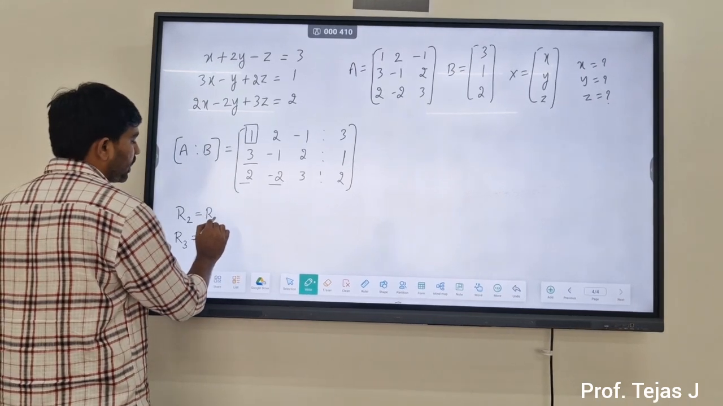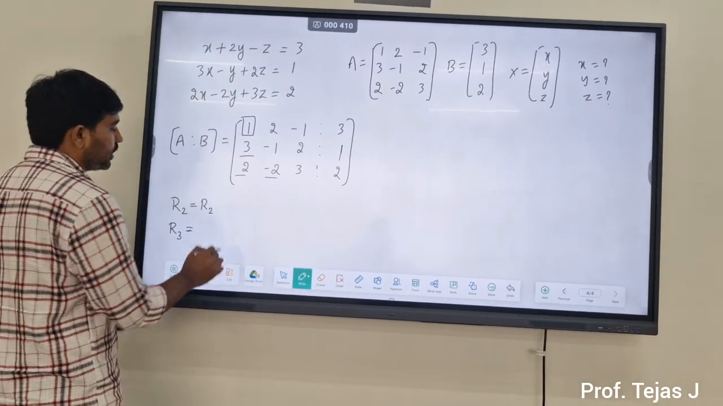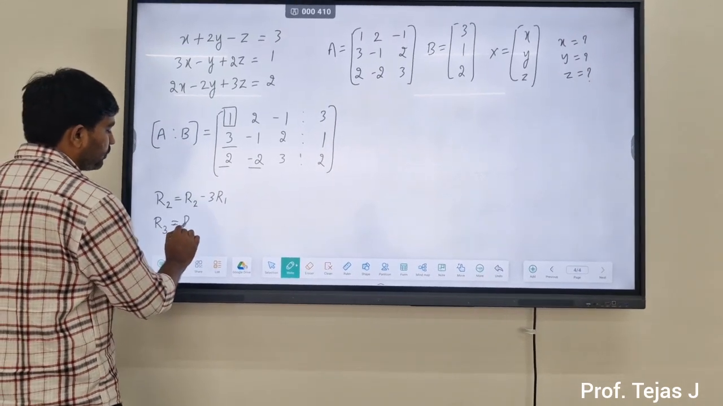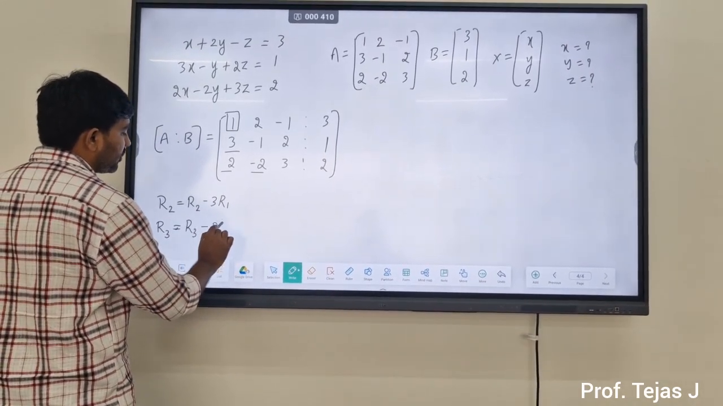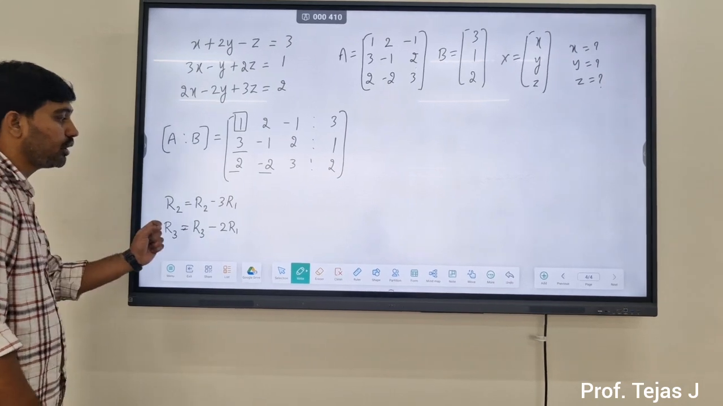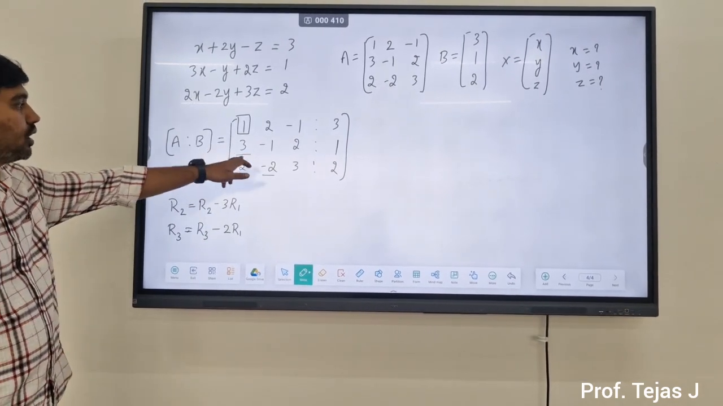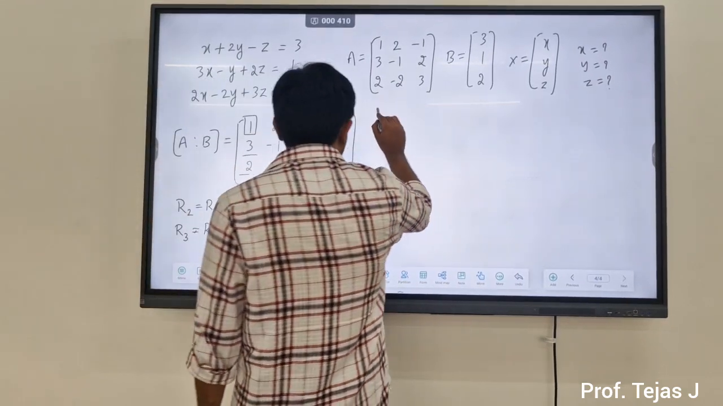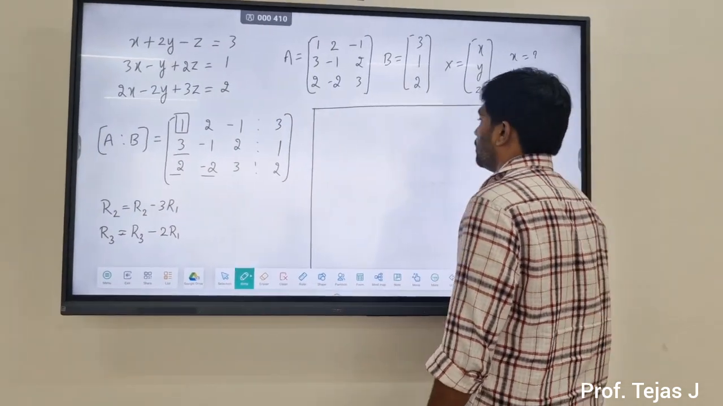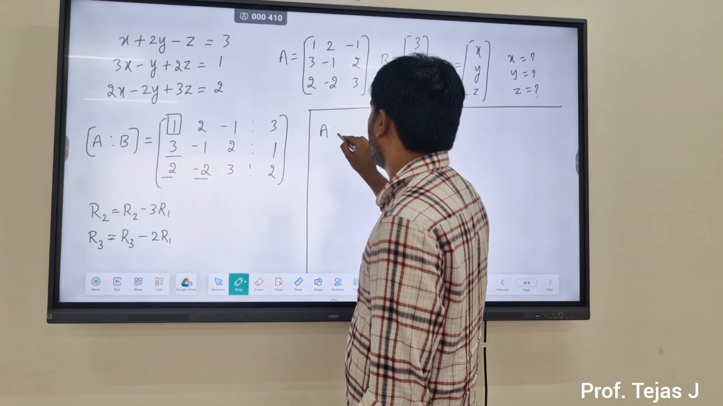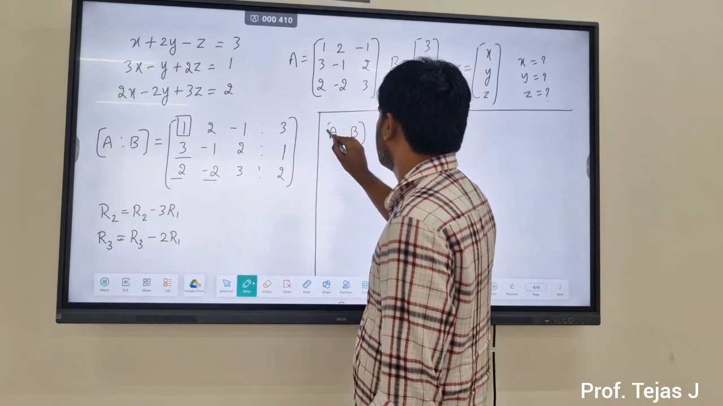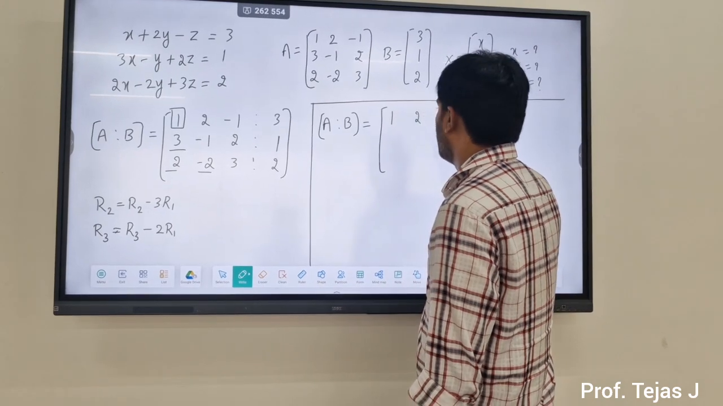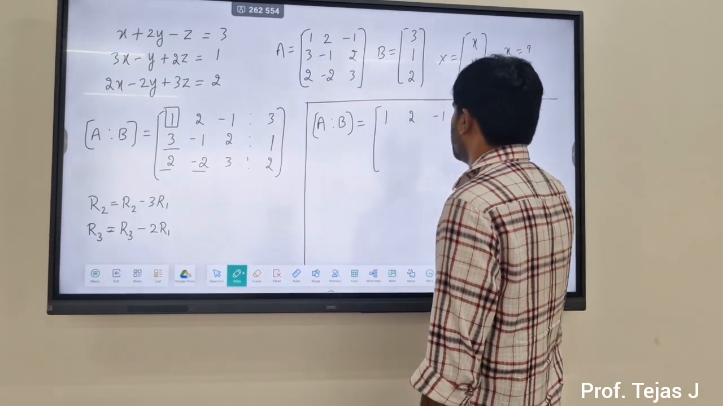So what should be the value for R2? R2 should be R2 minus 3 times R1. And for R3, it is R3 minus 2 times R1. So we are going to use a row operation to convert these two elements to 0. Now with this we write the augmented matrix A to B, which equals 1, 2, minus 1 and 3.